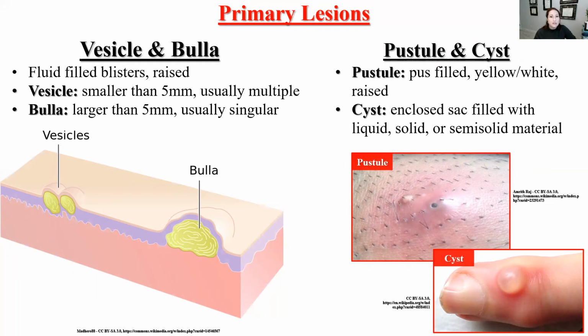Pustules and cysts, these are fluid-filled sacs. So a pustule is filled with purulent fluid. It can be yellowish or white in coloration and raised. And you can see on that top picture there, that's a good example of a pustule. Cysts are enclosed sacs that are filled with a liquid material, a solid material, or a semi-solid material. And on that bottom picture here, this is called a mucous cyst, and it's filled with kind of gelatinous material from the joint.